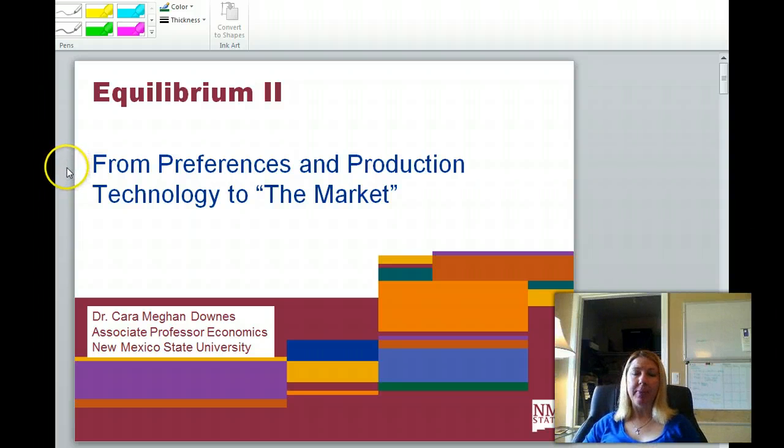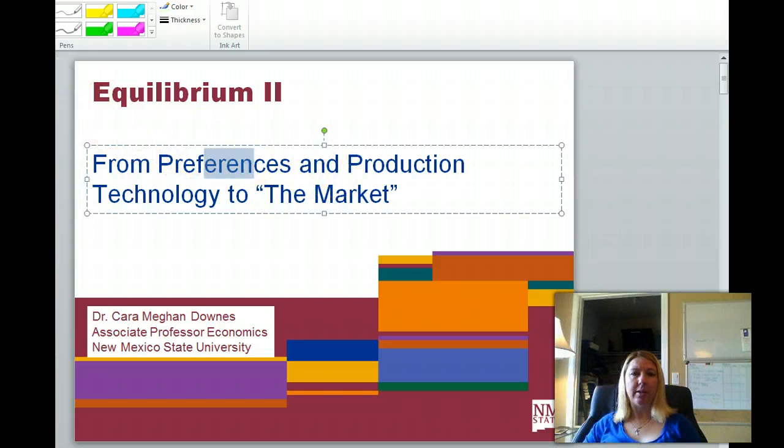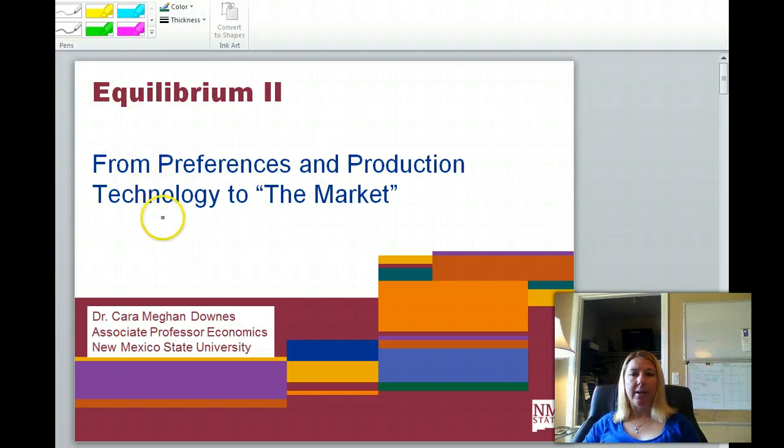So equilibrium 2. For this one we're going to be looking at going from preferences and production technology to the market. And how we go from looking at indifference curves and isoquants into demand and supply and the traditional things that you're expecting to see.